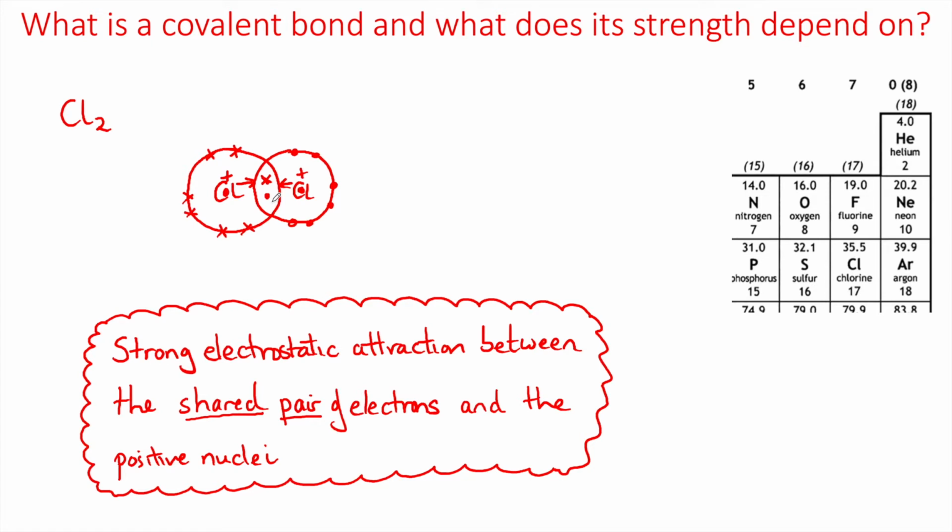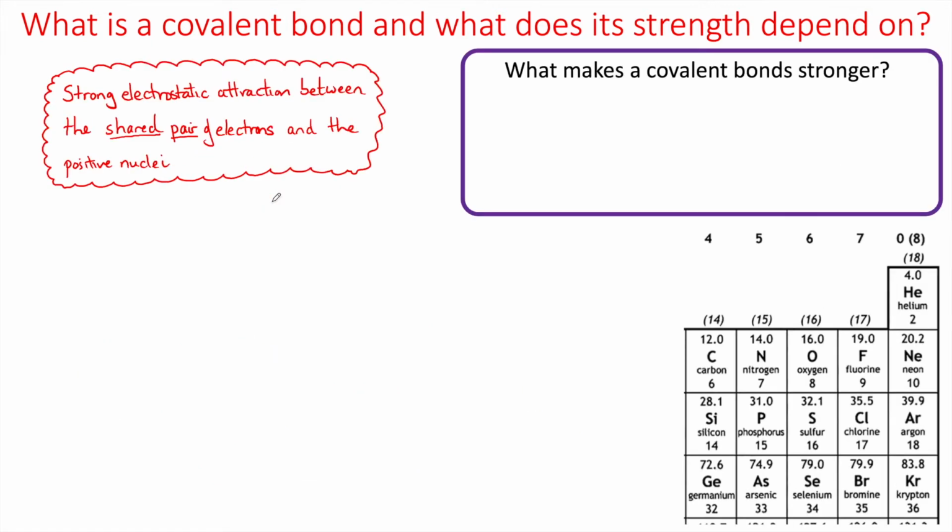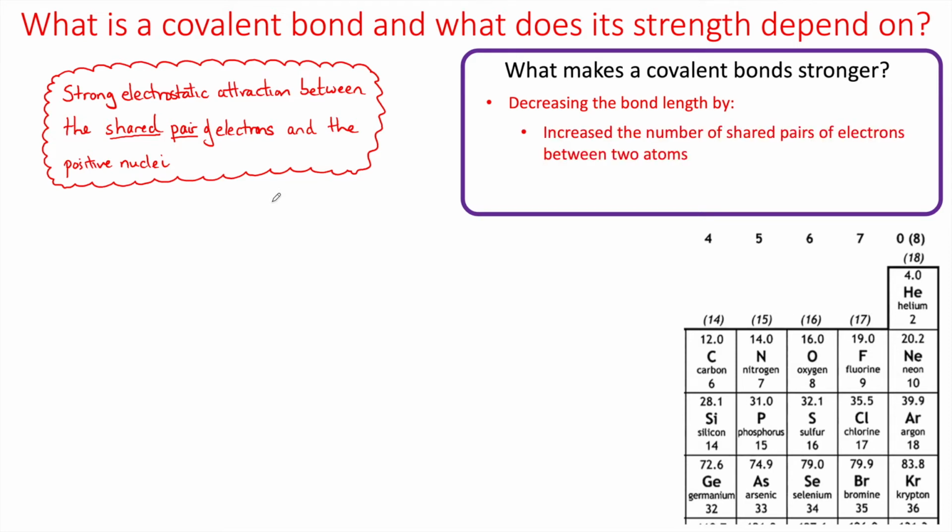So now let's look at what the strength of the bond depends on. Well, it depends on the bond length. The shorter the bond length, the stronger that bond is and the more energy you need to break it. So what changes the bond length? Well, first of all, if you increase the number of shared pairs of electrons between the atoms, that decreases the bond length. And secondly, if you reduce the atomic radius and also reduce the electron shielding.